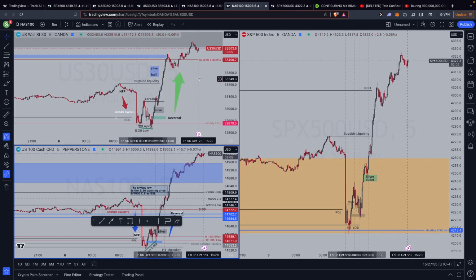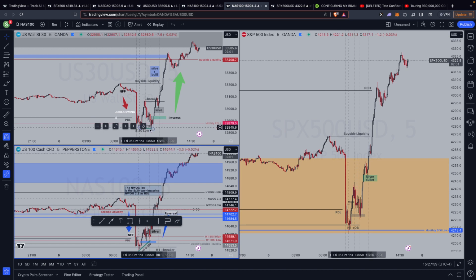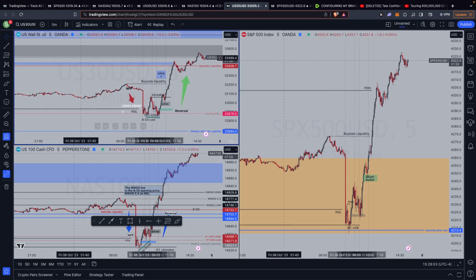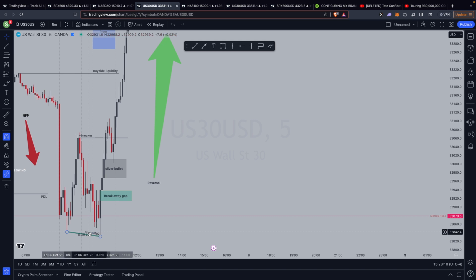Okay, so let's go to US30. Here I'm just showing you all of them. This is the SMT, I think you can see it there. So US30 came back, it made lower lows. Let me go back to US30 because US30 came back and took out this 8:30 low.